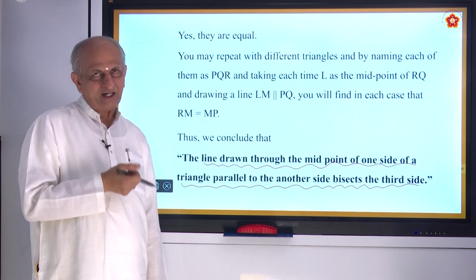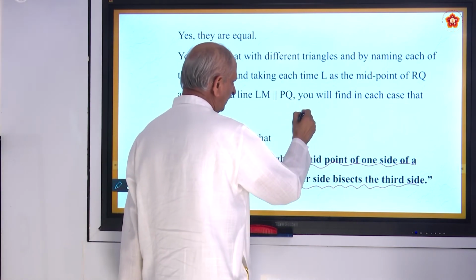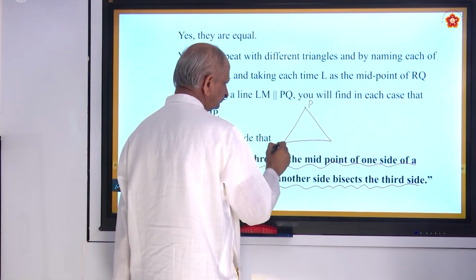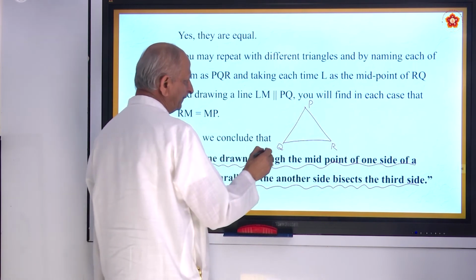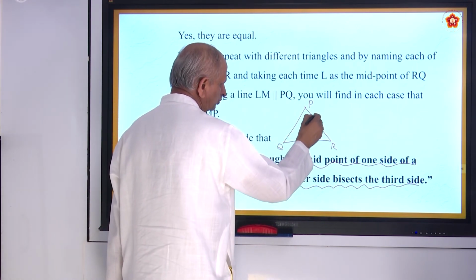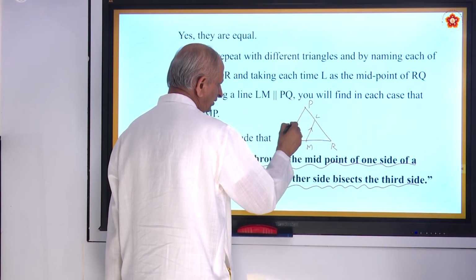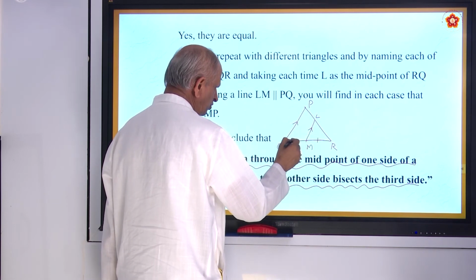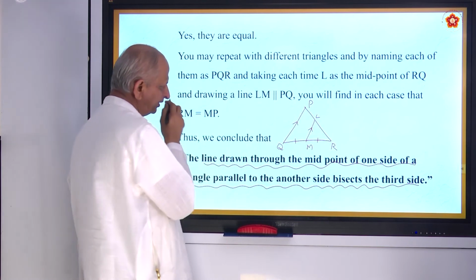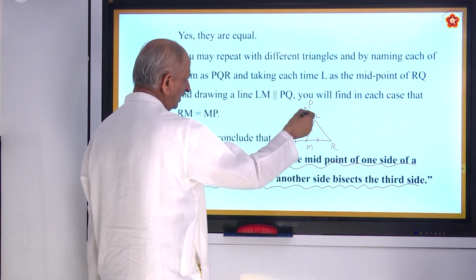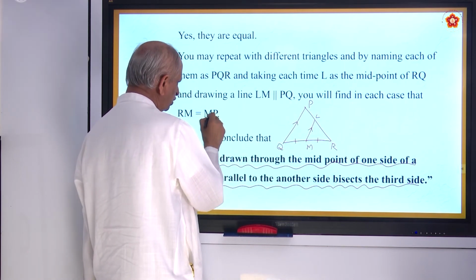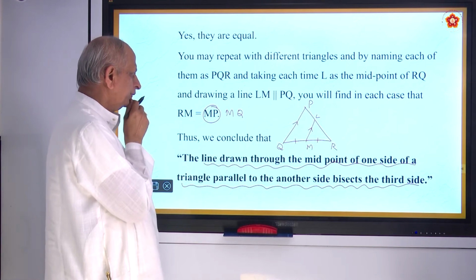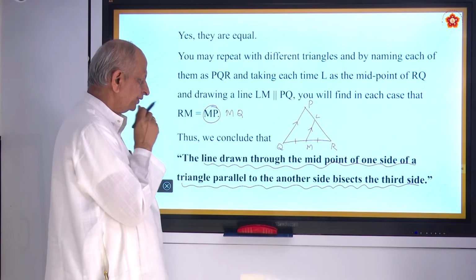That is the converse. So, just now we told that suppose you have a triangle called PQR, and if LM is drawn parallel to PQ, then we find that RM is equal to MQ. Is it not? So, now, that is it.